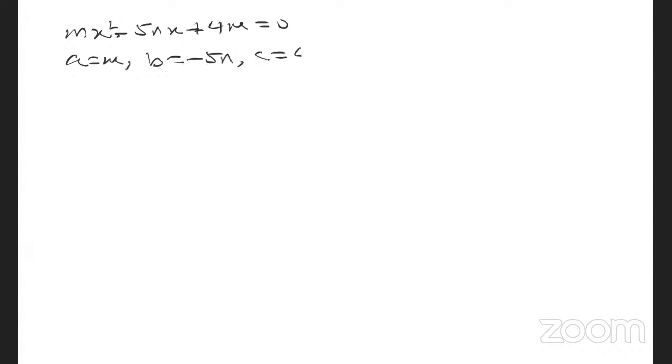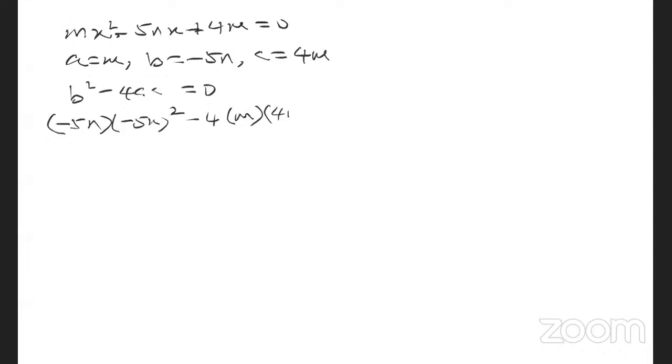The first part is mx squared minus, oh, this is easy, but they give you two unknowns there so that you won't find the answer. So a is m, b is negative 5m, c is 4m. Two equal roots means b squared minus 4ac equals 0. Correct or not? Then you put b squared. I don't like to put square; as I told you already, I don't want to make mistakes.